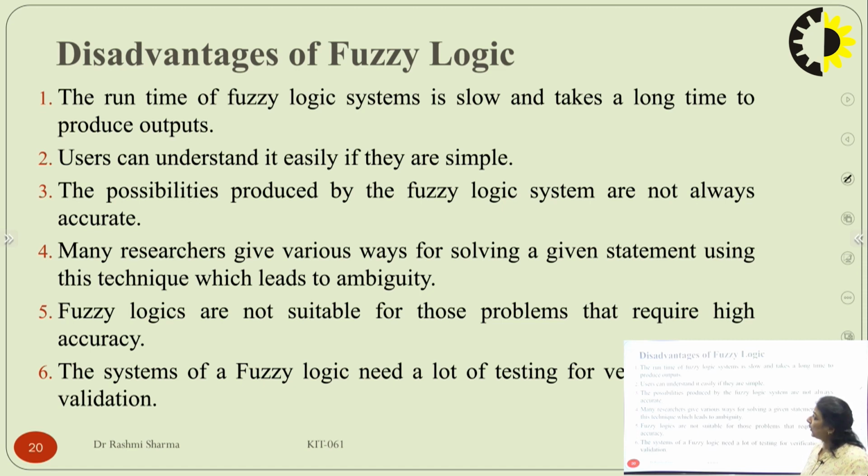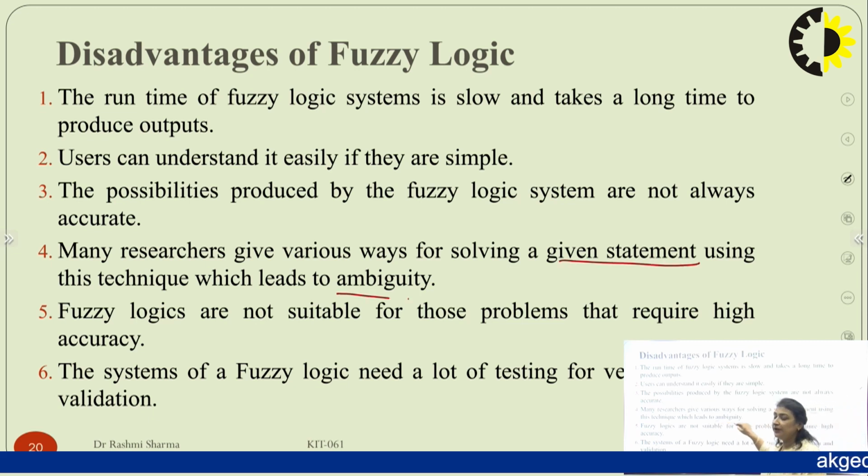The major disadvantages: the runtime of fuzzy logic is slow, the real time runtime, and a long time is required to generate the output because it goes through if then else, and you might know that when you are running if then else, then you are jumping into your memories also. Users can understand it easily if the rules are very simple. The possibilities produced by the fuzzy logic system are not always accurate, and many researchers give various ways of solving the given statements, which may lead to ambiguity in solving those particular problems. Fuzzy logic is not suitable for those problems that require high accuracy. Usually when some problems or some loopholes are okay, then we use fuzzy logic. The systems of fuzzy logic need a lot of testing.